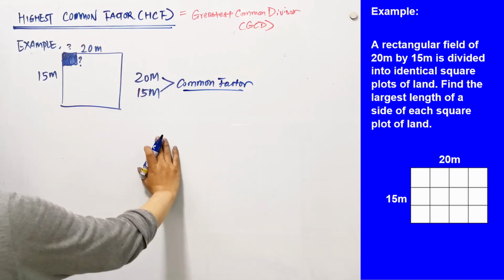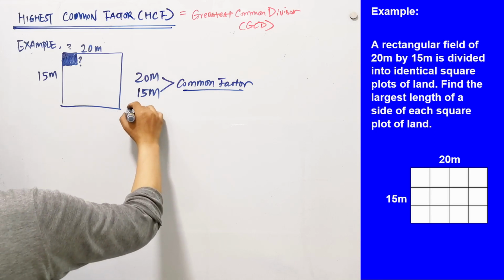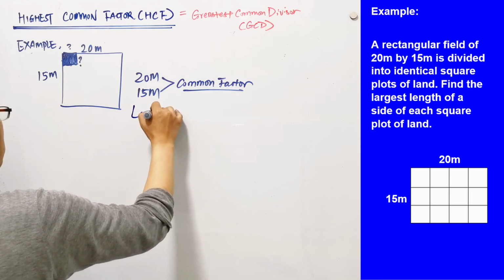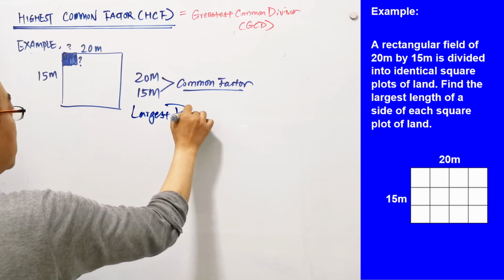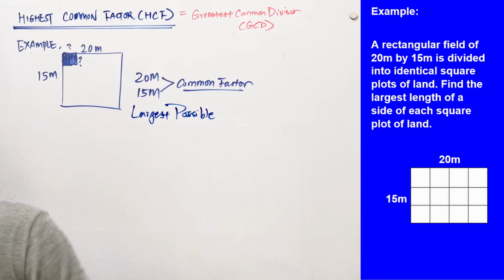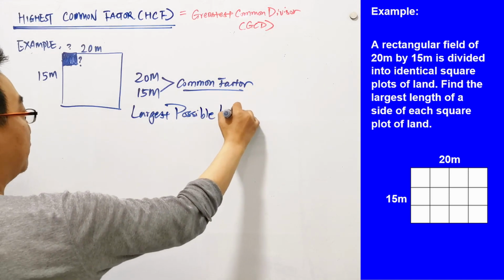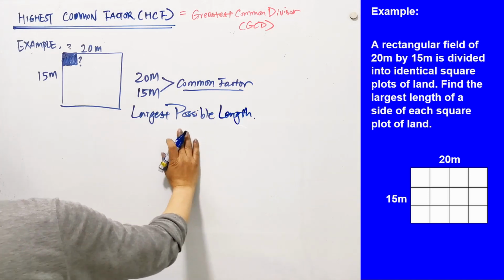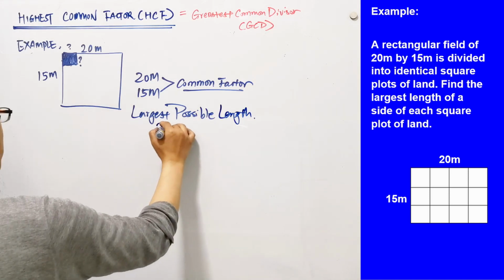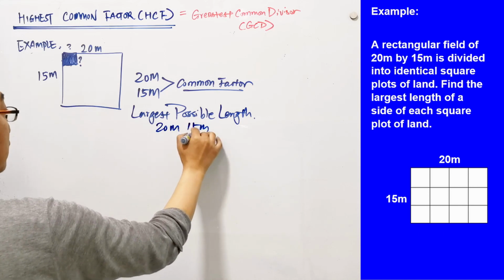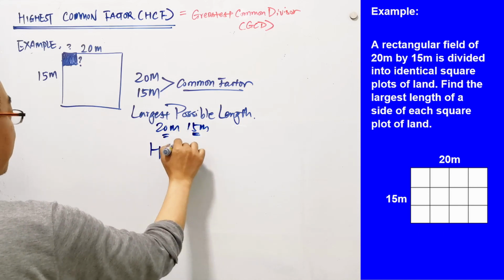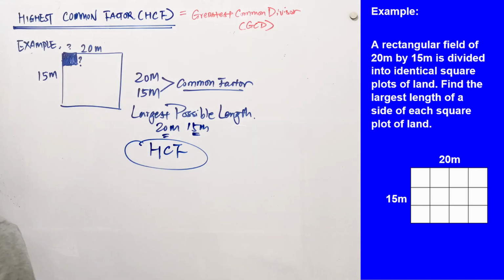Therefore, the largest possible length for this 20 meter and 15 meter. So basically we are finding the HCF, right? Actually we are finding the HCF, the highest common factor of these two numbers. Okay, so in this case that is very clear, right?